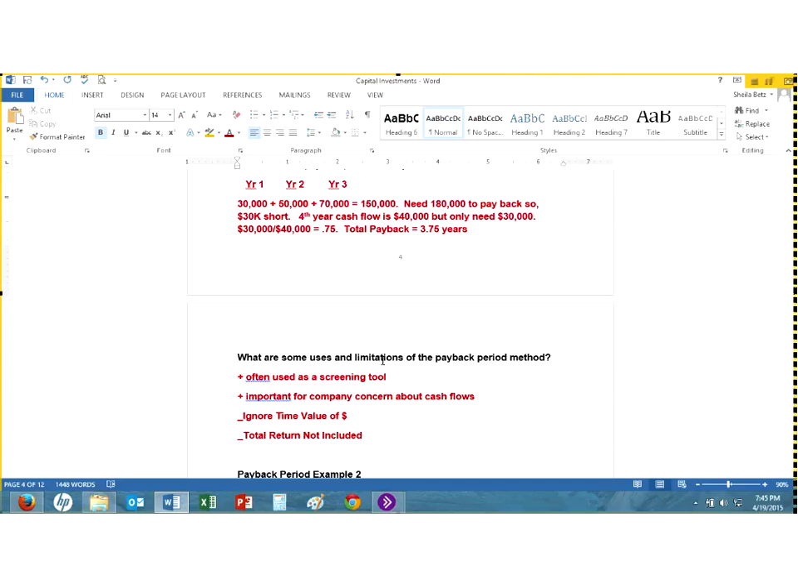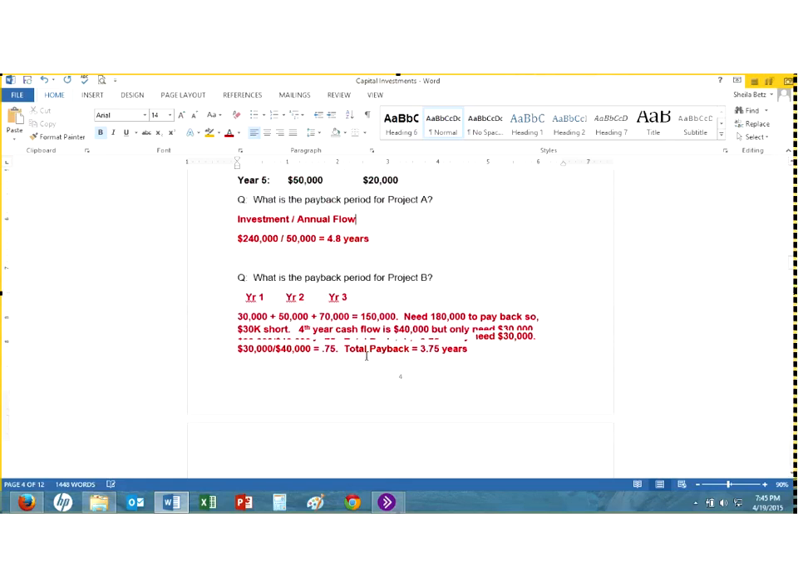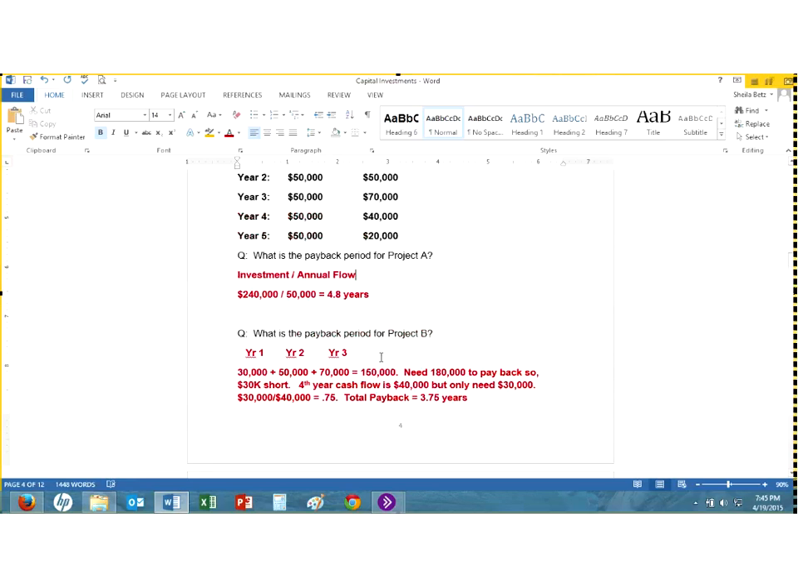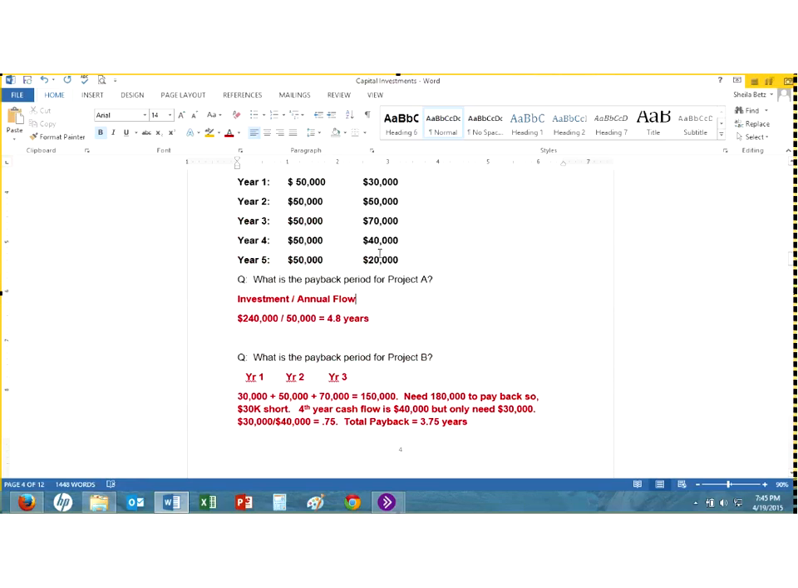Some negative things about it is that it does ignore the time value of money, and the total return is never talked about. So for example, when we looked up here, we talked about how many years A and B would take to get the money back, but we never looked at how much total money they are going to receive.